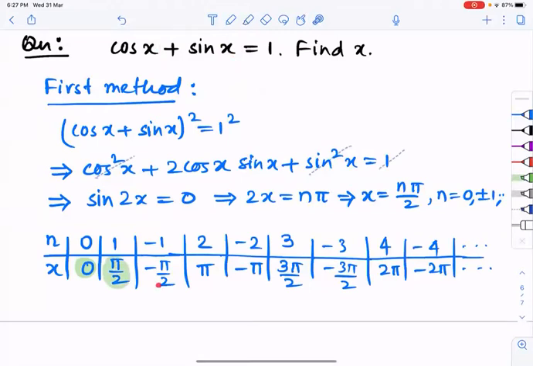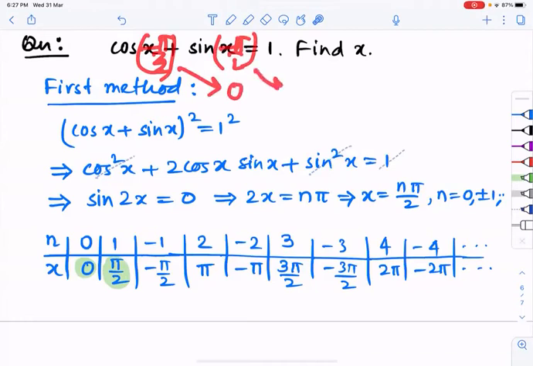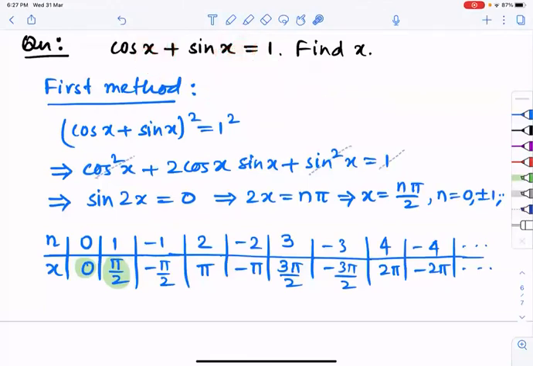If minus pi by 2 is put in place of x, what is cos of minus pi by 2? Cos of minus pi by 2, sin of minus pi by 2. Cos of minus pi by 2 is 0, sin of minus pi by 2 is minus 1. 0 plus minus 1 is equal to minus 1. But the right hand side is 1, not equal. Means this is not a solution.